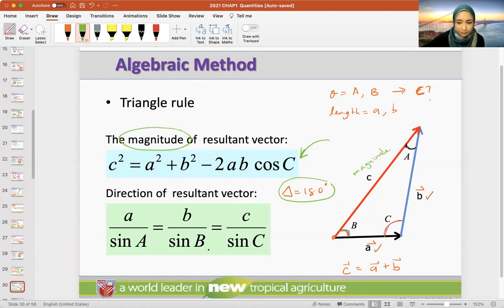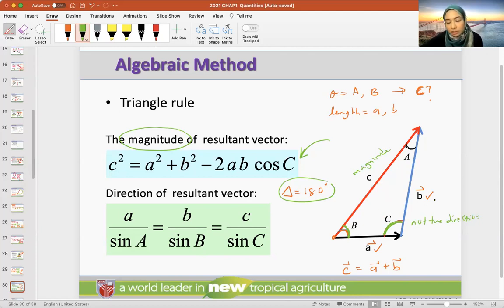What about the direction? In this case, we see that the direction is actually the angle of B, which is confusing, right? But I told you before, the direction of a vector is defined with respect to the x-axis. Even though this guy is labeled as the angle C, this is not the direction. This is simply the angle inside the triangle. So this is something that you need to take note of if you're using this method.